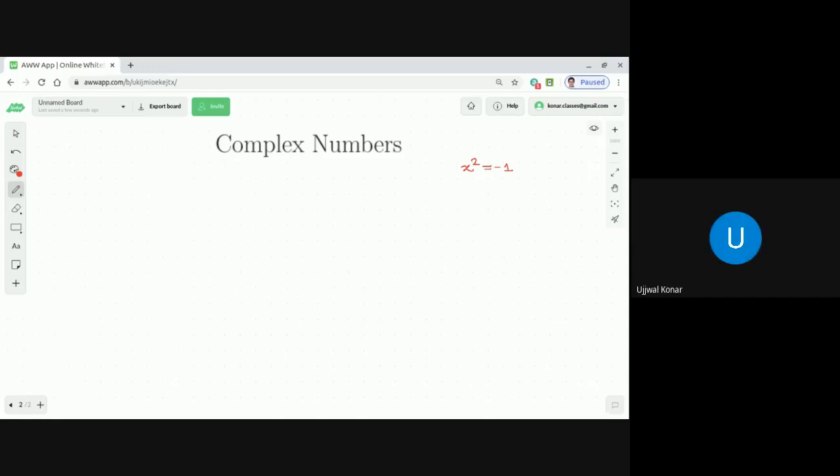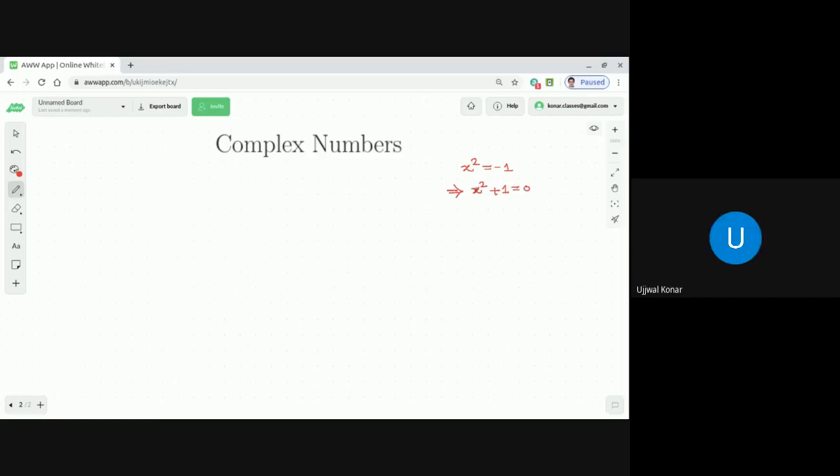We just discussed that the square of every real number is positive. If this is the case, then it is very difficult to find an x so that x square is equal to minus 1, or x square equal to minus 5, or x square equal to minus 3 by 7, whatever it is. So we are going to discuss this topic. Actually x square equal to minus 1 leads to x square plus 1 equal to 0.